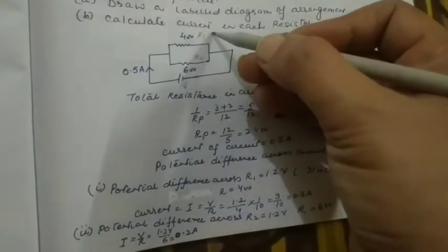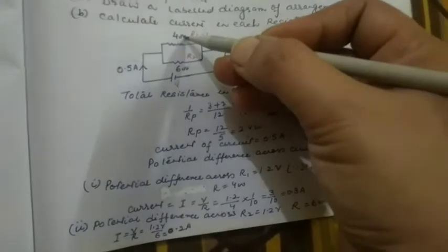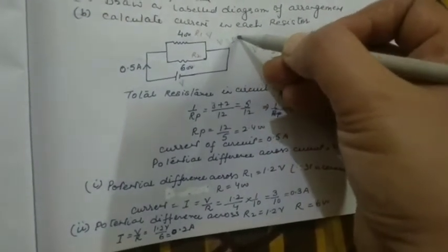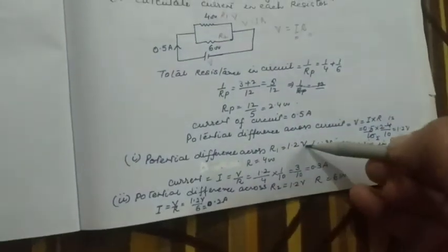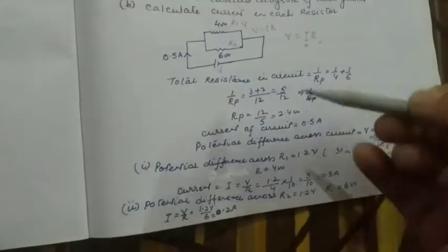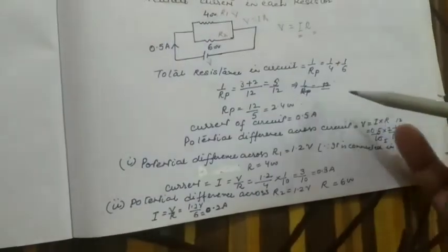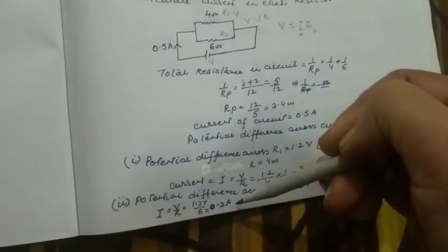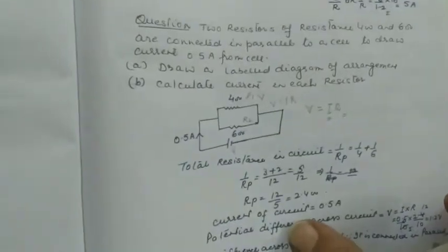Now very simple, we get the V, we know the R. With the formula V is equal to IR, we can easily find out the current. Same way I have used here. Potential difference 1.2 volt, resistor 4 ohm, and the current will be V upon R. Same way for 6 ohm, voltage 1.2 volt, because voltage is the same, the resistor is given as 6 ohm, we can easily find out the current across 6 ohm. This is the way to find out the current across each resistor when both are connected in parallel.